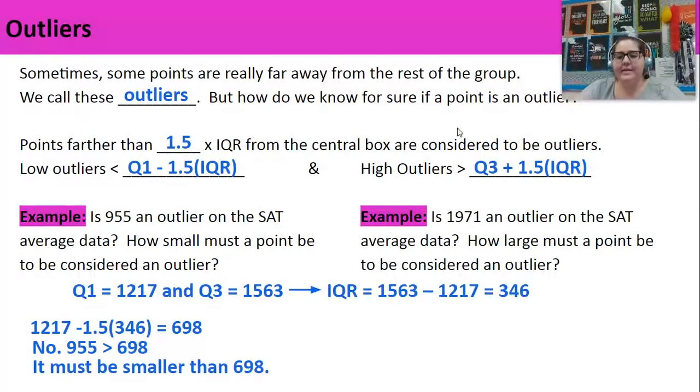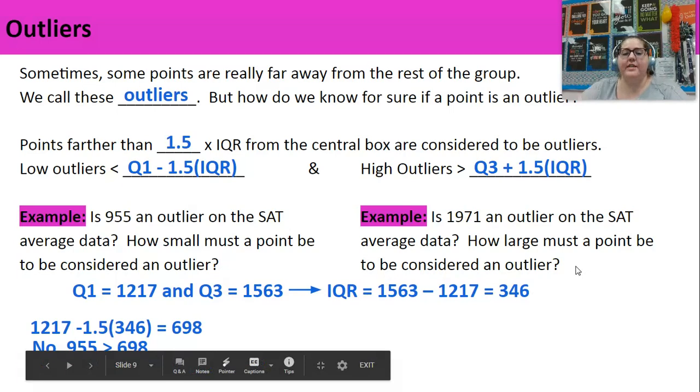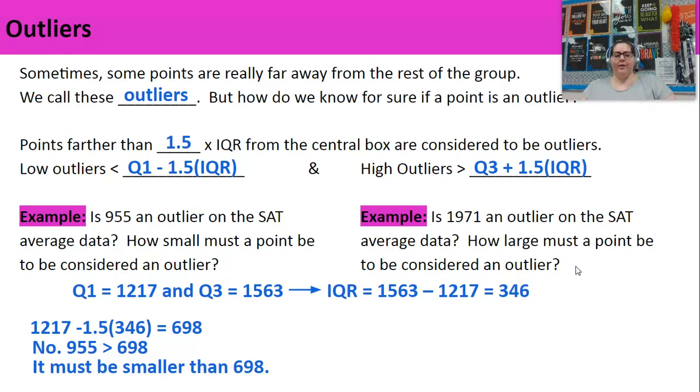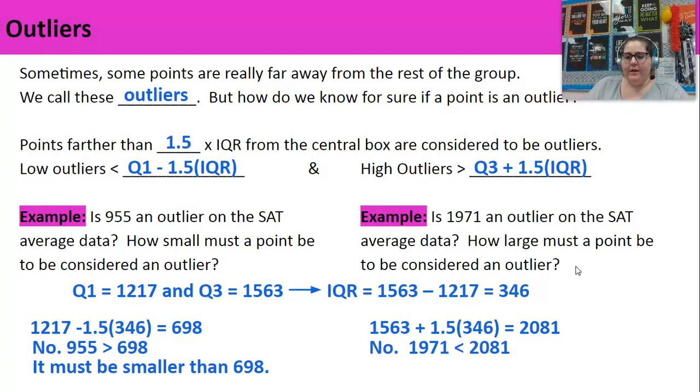So let's look at the other example. Is 1971, which is our highest score in the data set, an outlier on the upper end? Again, we found Q1 and Q3. We found the IQR, which is 1563 minus 1217, Q3 minus Q1, which was 346. To find the higher outliers, we start with Q3, 1563, the upper end of the box, and add 1.5 times the IQR, which gives us 2081. So our value of 1971, the highest score, is not greater than 2081. It's less than that. So 2081 is like our upper boundary or fence.